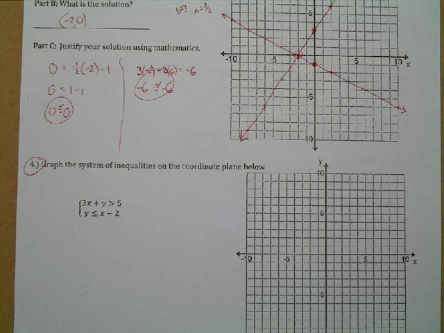Graph your borderline, make it solid or dotted, and then shade. Find the right region for your graph. Try number 4.